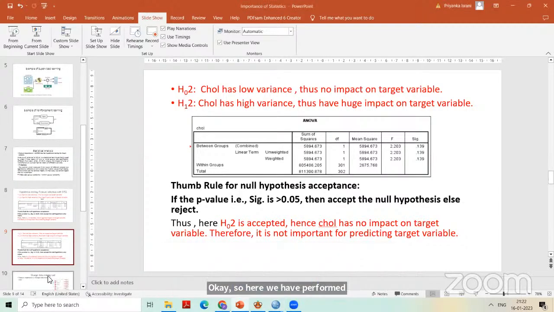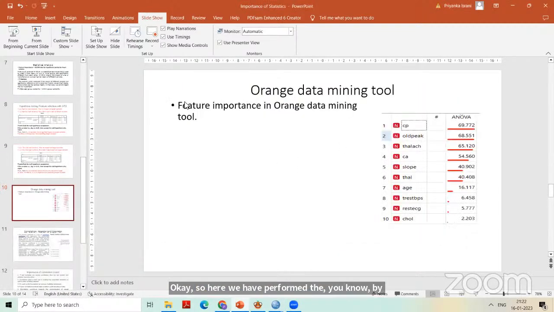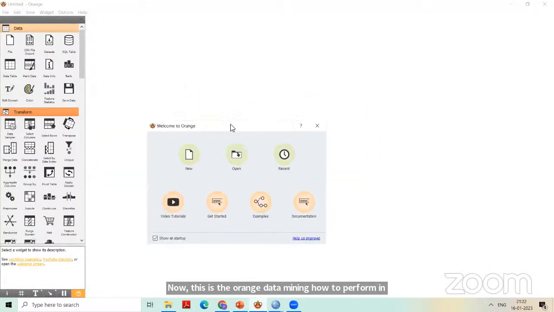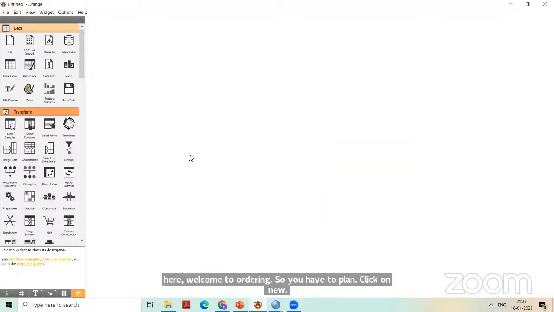Now, this is the Orange data mining tool. Now, how to perform it in the Orange data mining tool? So this is the Orange data mining tool. Okay. So now in Orange data mining tool, as soon as you open, you will get this window. Now here, welcome to Orange. So you have to click on new. We want to take a new file. It takes time to load.